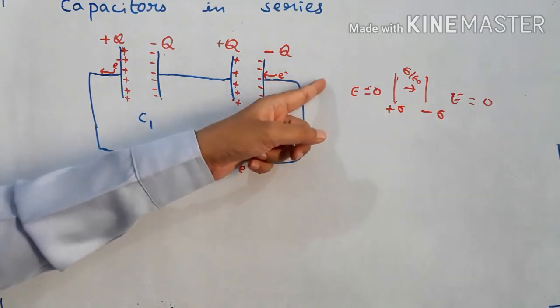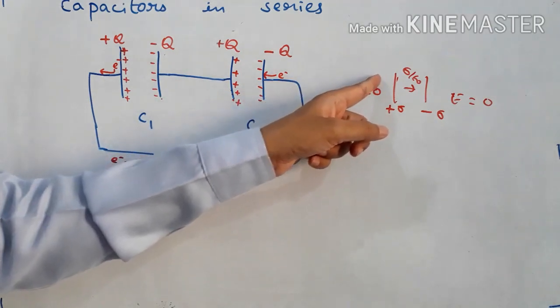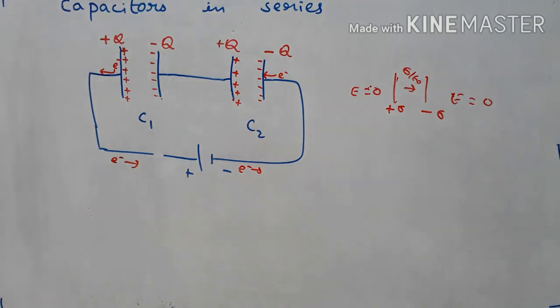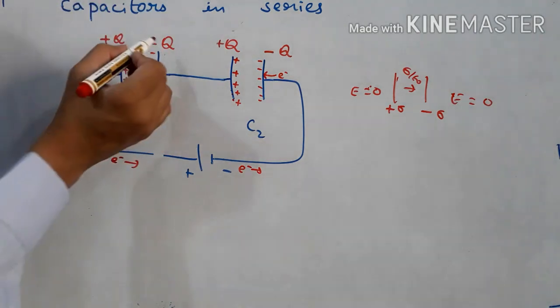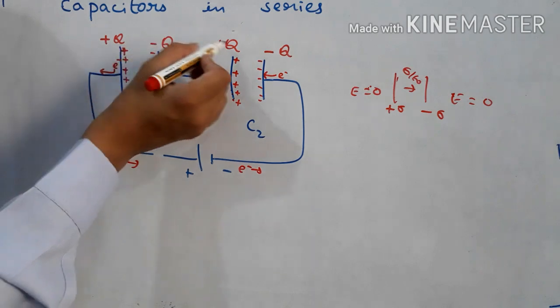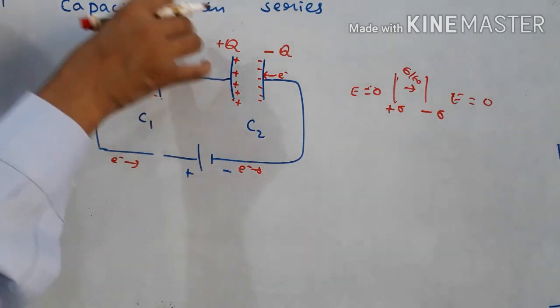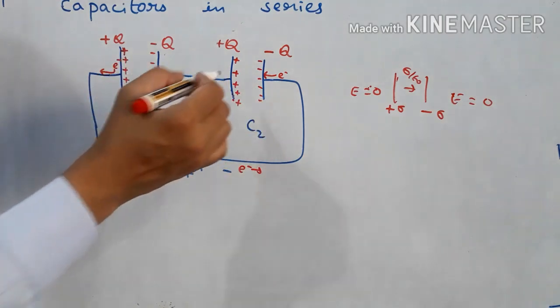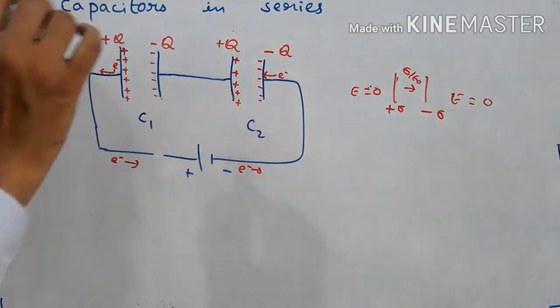Sigma by 2 epsilon naught towards left and sigma by 2 epsilon naught towards right were the values of electric field. So the net electric field was 0. Similar is the situation here. If these charges are not plus Q and minus Q and are a bit less, then these two charges will not be equal and opposite. So net charge on this capacitor will not be 0.